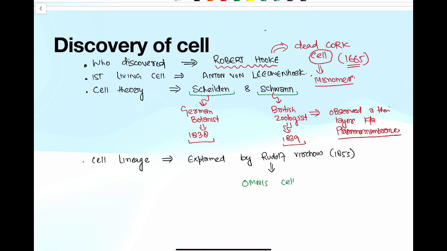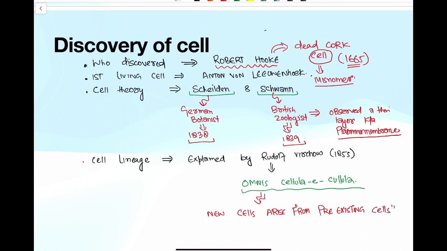Omnis cellula e cellula. And what did it mean? It means that new cells arise from pre-existing cells. New cells arise from pre-existing cells. Okay, these are things that you can be asked from the discovery of the cell.